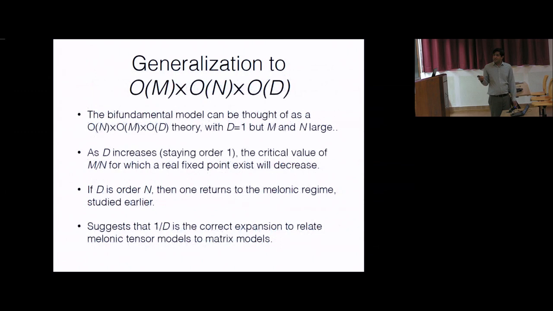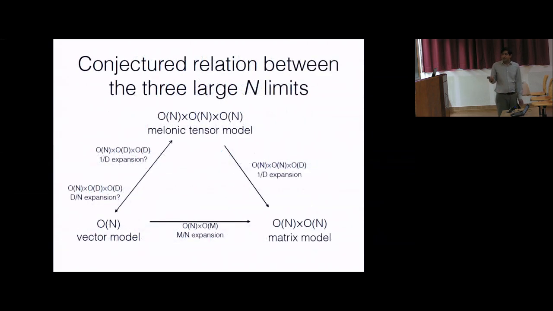If you were to generalize it slightly to O(N) cross O(M) with D order 1 and M over N large, as D increases, we expect, and I have to confirm this by some calculation, that the critical value of M over N would decrease. And once D is order N, it returns to the melonic regime. So you can also define, which is obvious, a 1 over D expansion to take the Bosonic limit to a matrix. The other obvious expansion you can do is between vector and Bosonic tensor model.